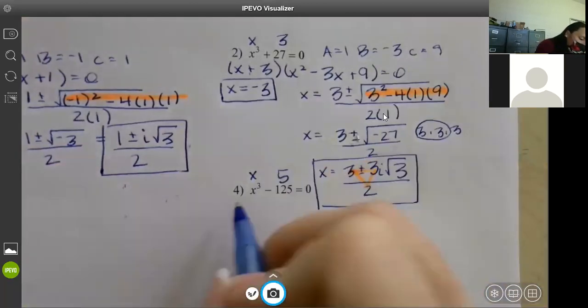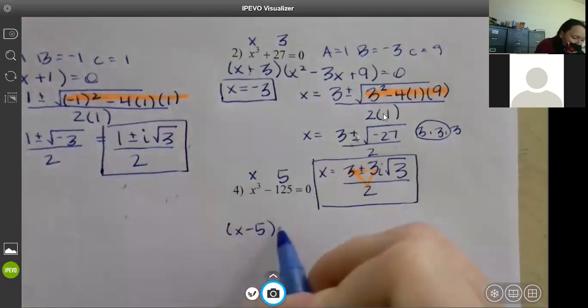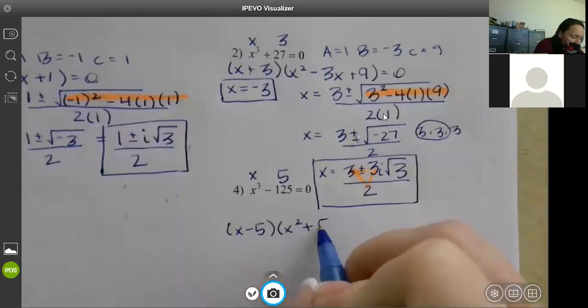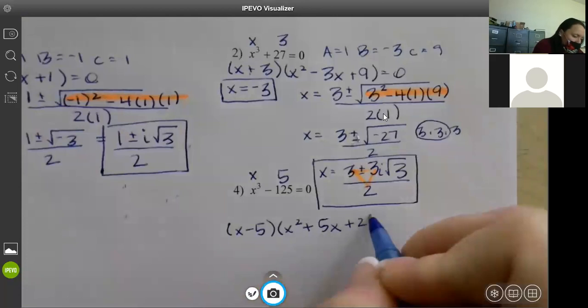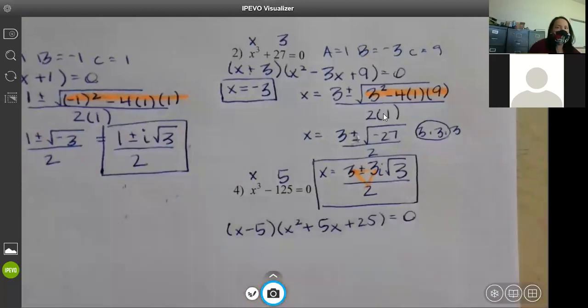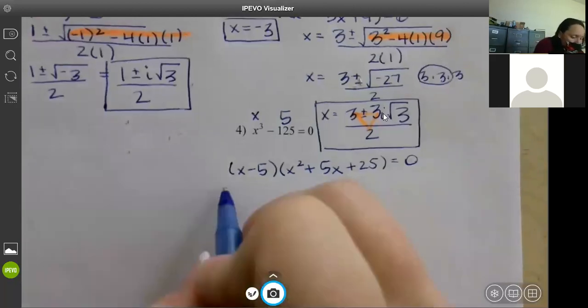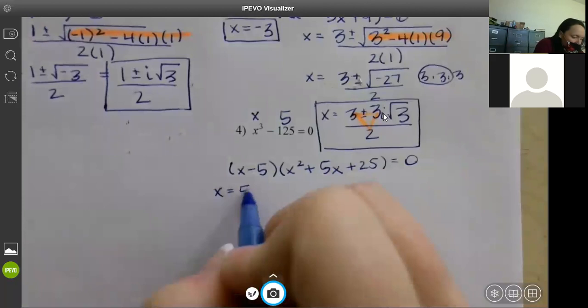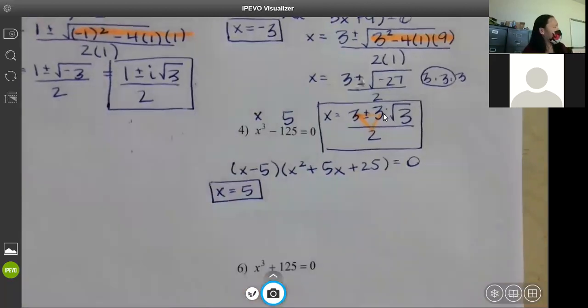So our first factor is x minus 5. Our second factor is square the first, change the sign, multiply them together, square the last. Your first answer is going to be the opposite of the first factor. So we have a factor of negative 5, and we have an answer of positive 5.